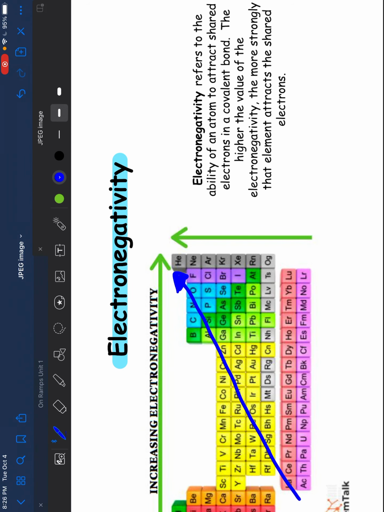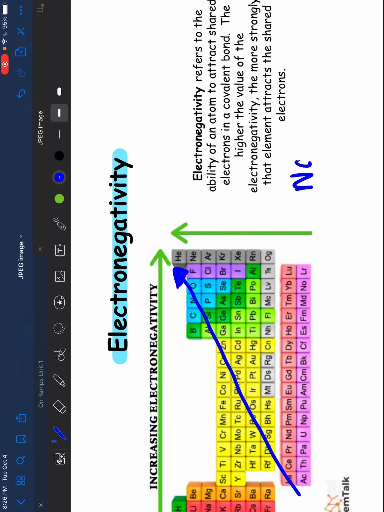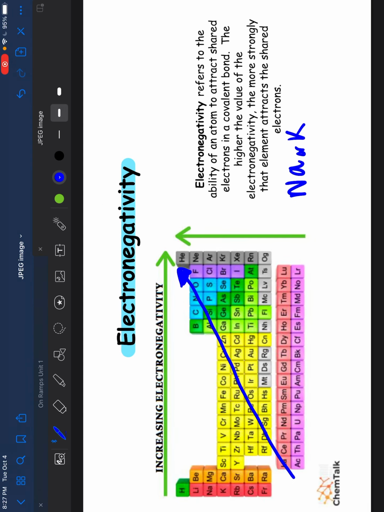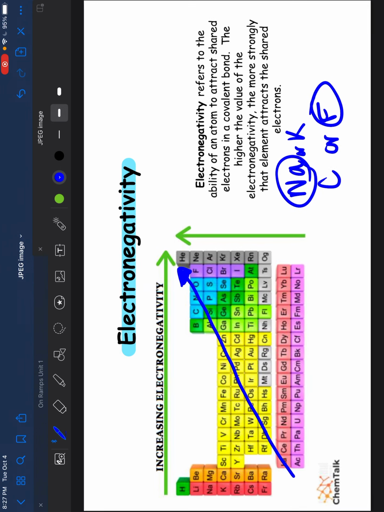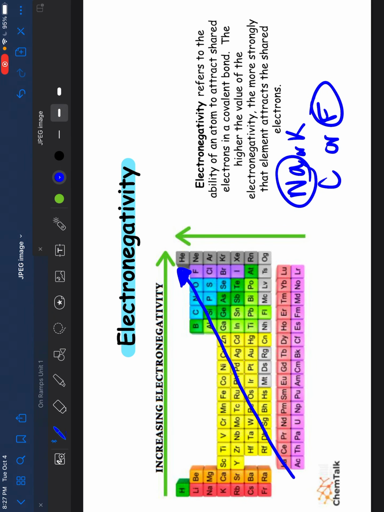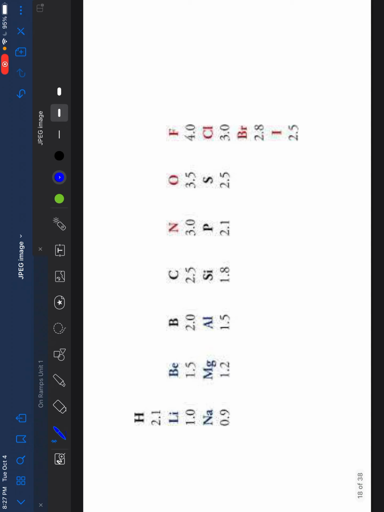Okay, so for instance, if we're seeing Na and potassium, which one has a higher electronegativity? Na is above potassium, so Na would have a higher electronegativity. It'll attract shared electrons. Then let's compare carbon and fluorine. Fluorine will have a higher electronegativity than carbon because it is further on the right of the periodic table. So it's going to increase going up and to the right.